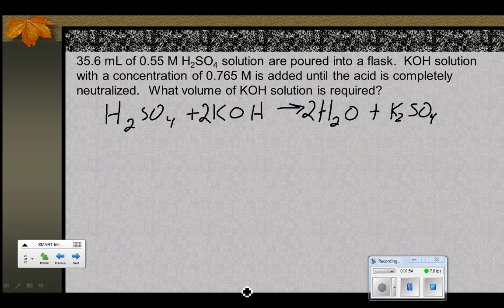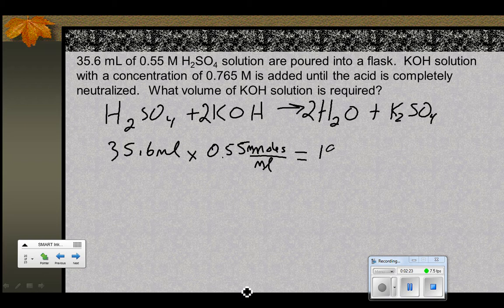So the next thing we are going to do is find the number of moles of the given. So I'm going to take this 35.6 milliliters and multiply it by 0.55, and instead of writing big M, I'm going to write moles per liter. But we can also do this, and I've done one like this before. If we put an m in front of that, it'll be millimoles per milliliter, and that way we won't have to make any conversions. So when we multiply those two together, this works out to be 19.58 millimoles, and that is of H2SO4. All right, so there's the number of moles.